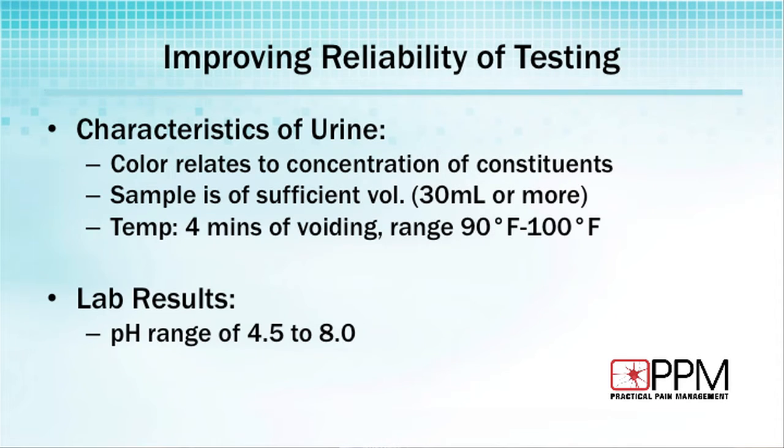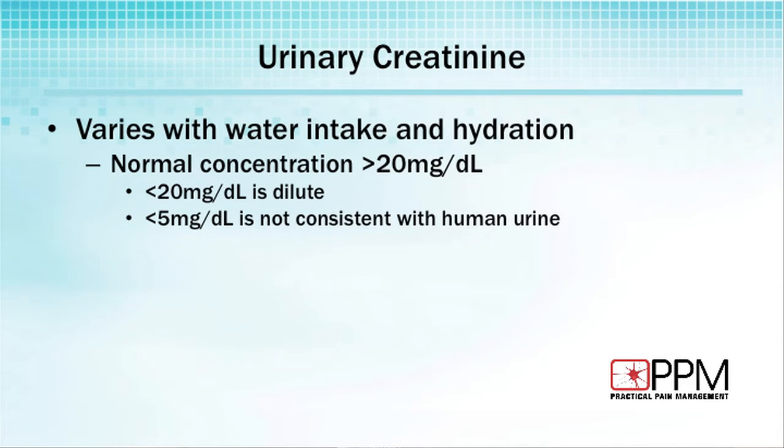When the lab results come back, before you even look at what drug is present or what drug is not present, look at the pH. It should be between 4.5 and 8. And also, you have to look at the urinary creatinine.